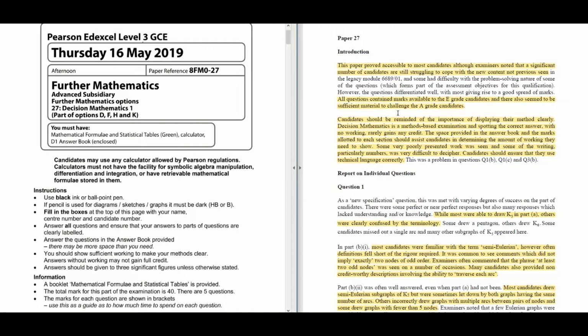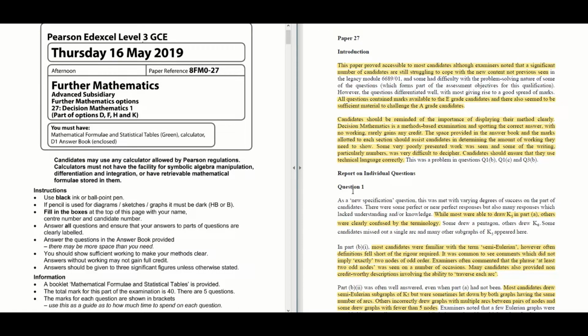All questions contained marks available to the E-grade candidates, and there also seemed to be sufficient material to challenge the A-grade candidates. And we've got some general advice: you're reminded to show your method clearly. It's a methods-based examination, and spotting the correct answer with no working rarely gains any credit. Now, the space you've got and the marks that the question is worth should tell you the amount of working you should be doing for the question.